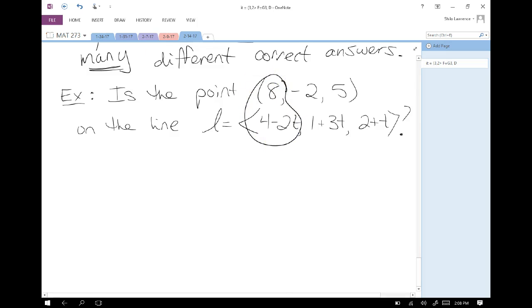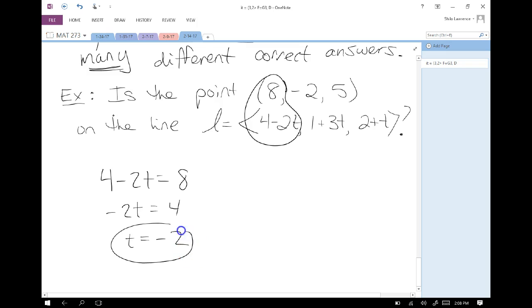I'm going to set them equal to each other and see what's going on. Remember, these things need to move together. The x, the y, the z need to move together. So if x will be 8 when t is -2, then y needs to be -2 at t equals -2, and z needs to be 5 when t equals -2. So once you solve for one of them, you can take it and check the others and see if it's true.